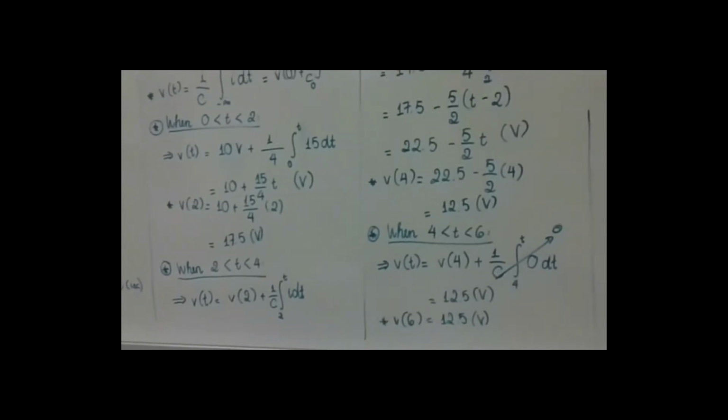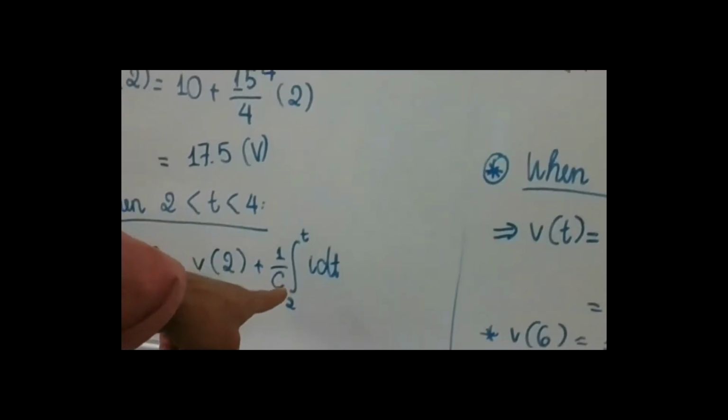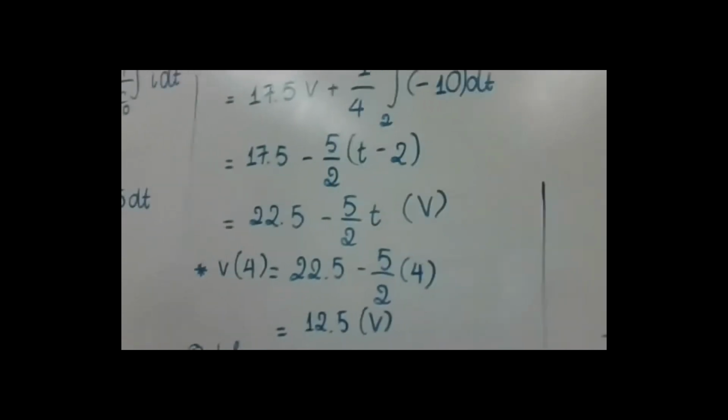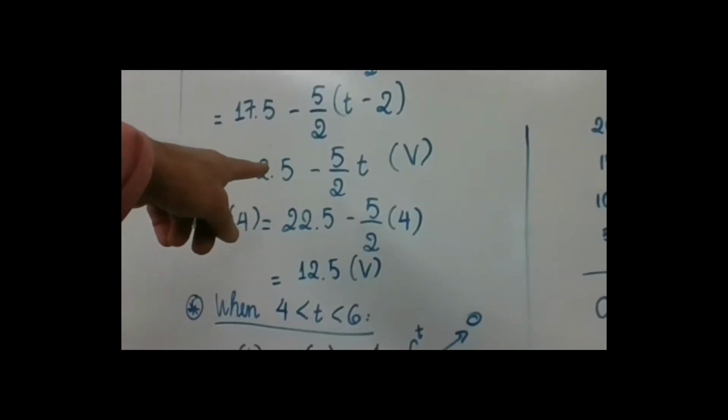So how'd it go? Everything clear? You found what it is from 0 to 2, and then the value at 2 plugs into here to find the values from 2 to 4. So you continue this, and that gives you 22.5 minus 5 halves, and then at 4 you're at 12.5.